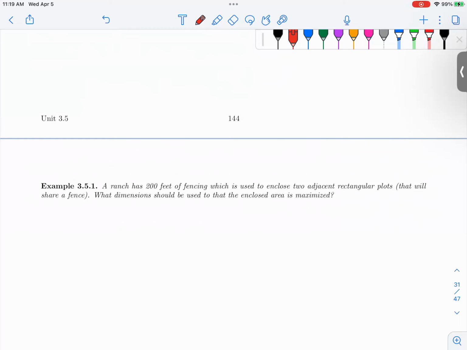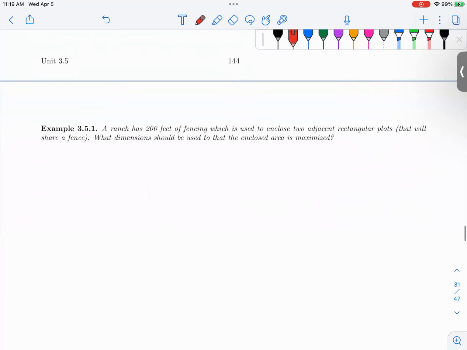When I did this originally, I did something different. It's fine. All right. So we've read the problem. We now have to think about how to draw a picture. A picture is worth 1,000 words here.